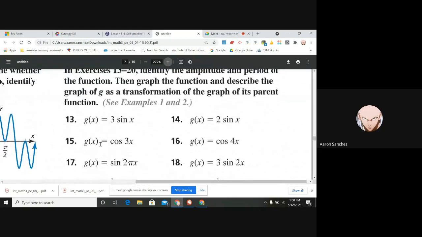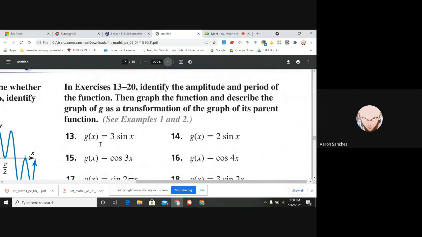Okay, so now let's identify the amplitude and period of the function, then graph the function and describe the graph of g as a transformation of the graph of its parent function. Okay, so the parent function of this is y equals sine of x. So the only thing we have here is the a, and that's our stretch factor. So let's go ahead and graph everything. Have your parent function there. I'm going to try to keep my notes here on the side so you can see what we're doing. But let's go ahead and graph it.